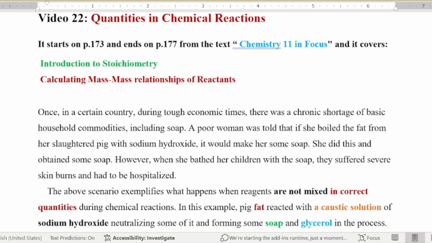Our lesson today deals with quantities in chemical reactions, and it starts on page 173 and ends on page 177 from the text Chemistry 11 in Focus. We'll be introducing stoichiometry and doing calculations involving mass-to-mass relationships of reactants.